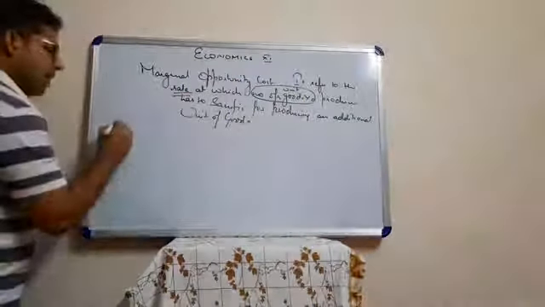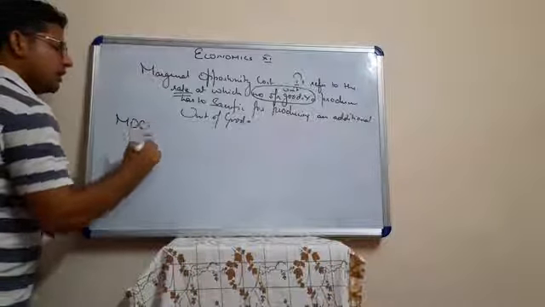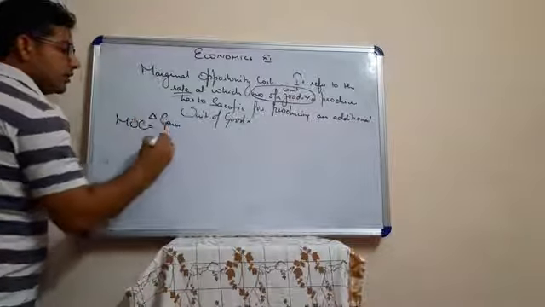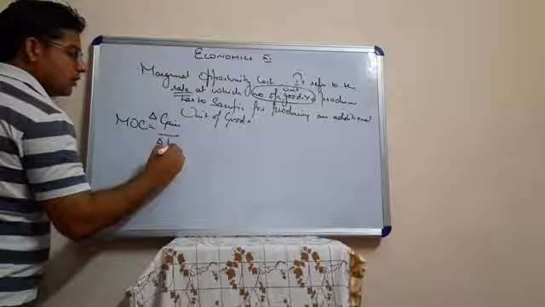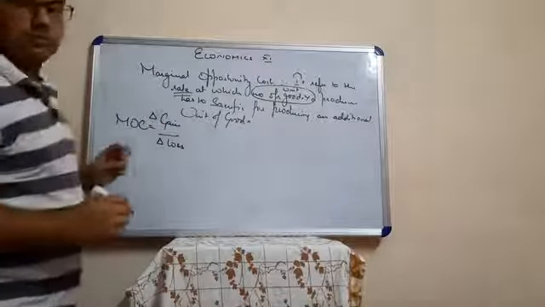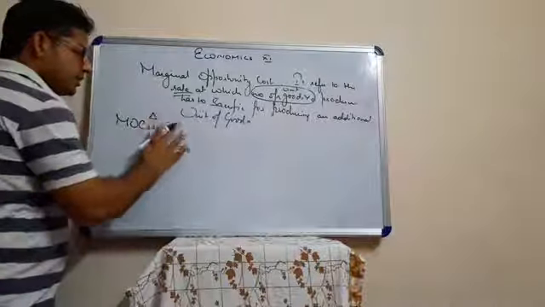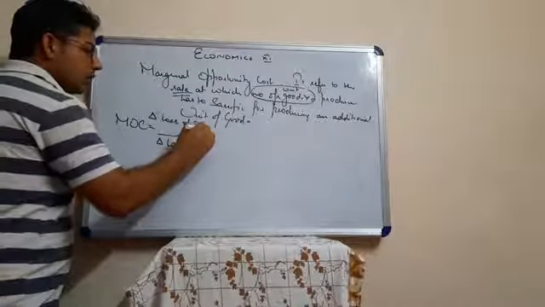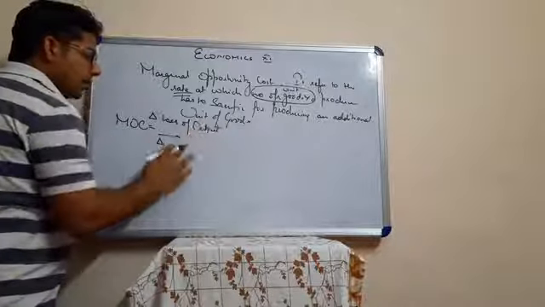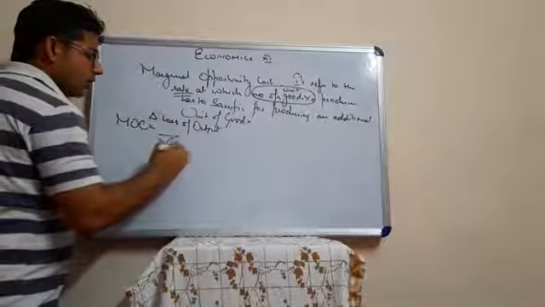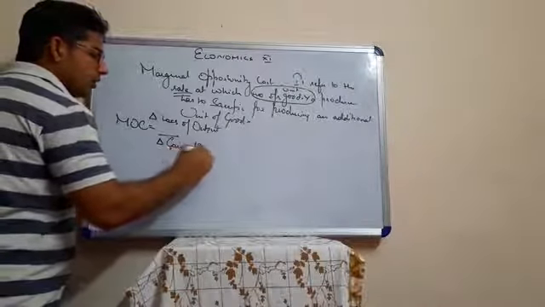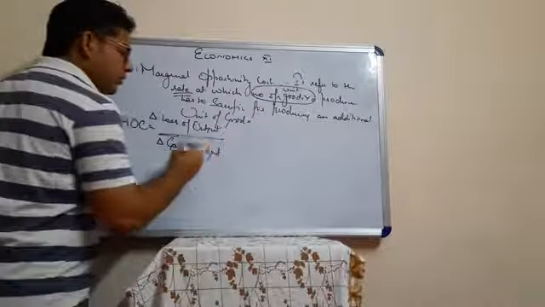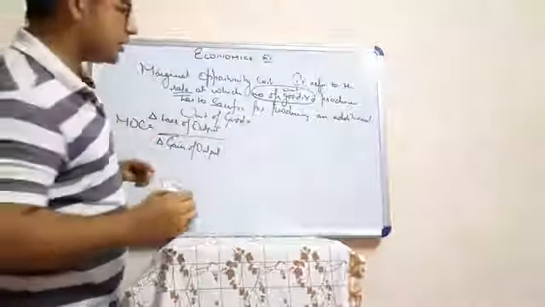sacrificed. Marginal opportunity cost can be calculated as change in loss upon change in gain. That is, the change in loss of output divided by the change in gain of output. Is it clear?